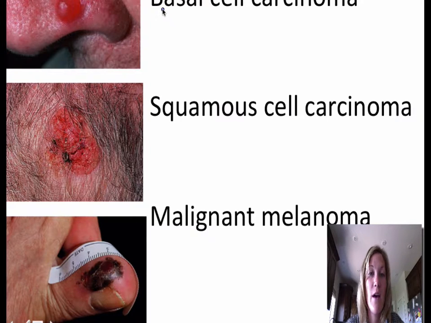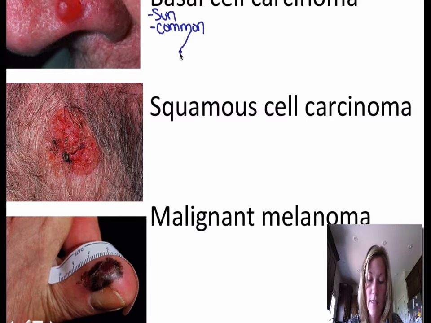So we have the basal cell carcinoma, and it's going to look just like this. This is usually due to the sun exposure. So I'm just going to write sun right here. Okay, in addition, this is the most common type.